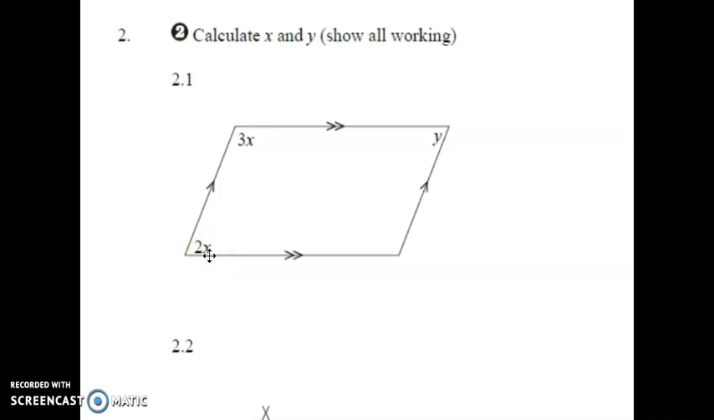So we say 180 degrees divided by 5, and we get an answer of 36 degrees. So now we have x is 36. So 2x is 36 times 2. So this is 72 degrees. And in a parallelogram, opposite angles are equal. So if this is 72, that one must be 72.